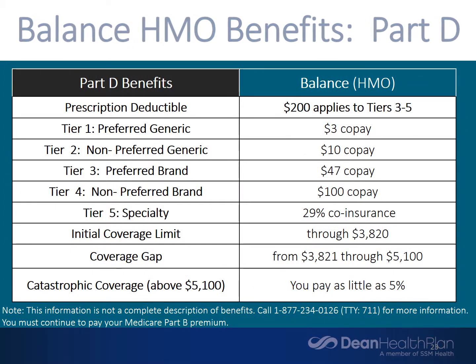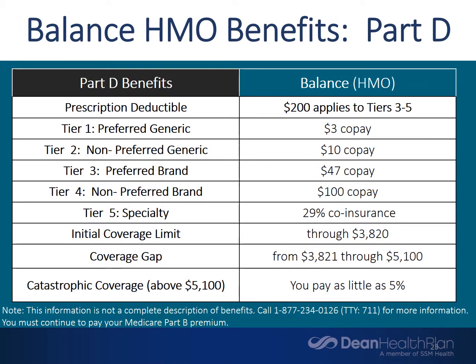On the Balance Plan, you have a $200 RX deductible. For Tiers 3 through 5, you are responsible for paying this deductible prior to reaching the copay stage. Tiers 1 and 2 are not subject to the deductible, which means you will start in the copay stage immediately. Tier 1 has a $3 copay. Tier 2 has a $10 copay. Tier 3 has a $47 copay. Tier 4 has a $100 copay. Tier 5 has a 29% coinsurance.